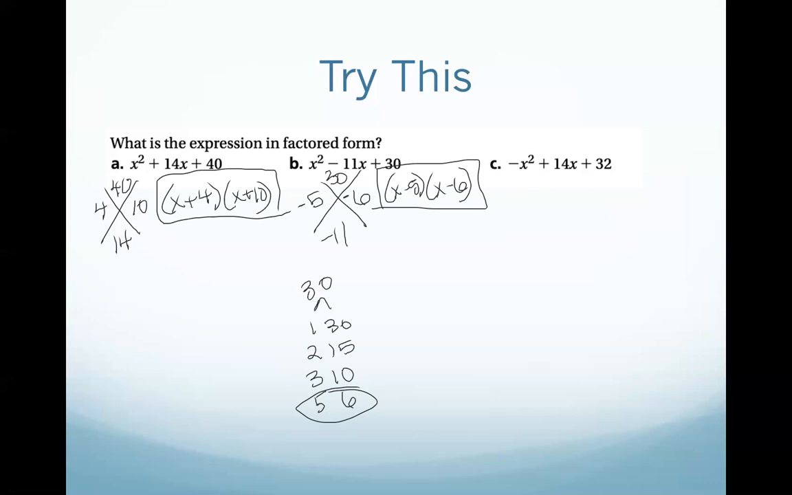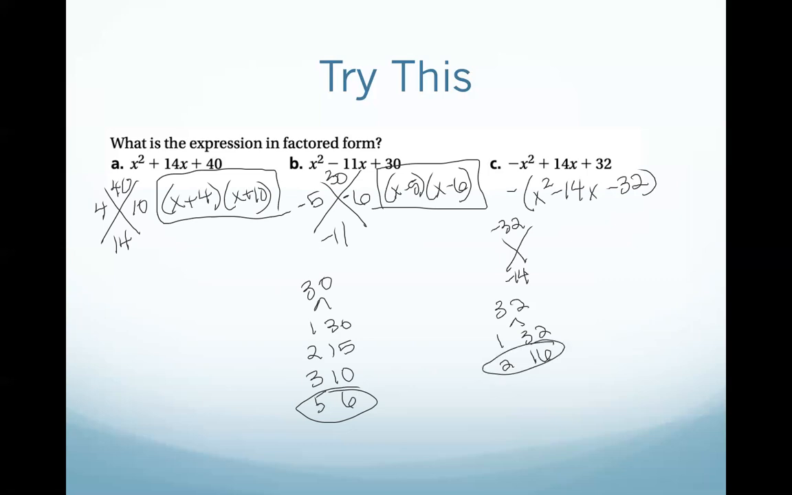Part C, we have that leading negative, so we're going to factor that out first. x squared minus 14x minus 32. So we need two numbers that add to negative 14 and multiply to negative 32. That 32 is negative, so we're looking for a difference. 32, I've got 1 and 32. I've got 2 and 16.